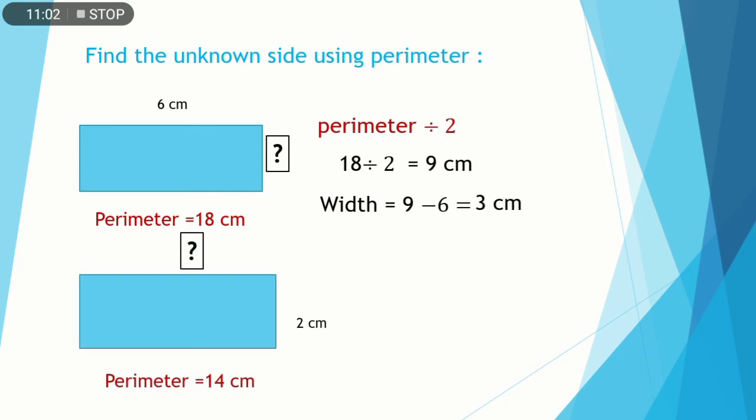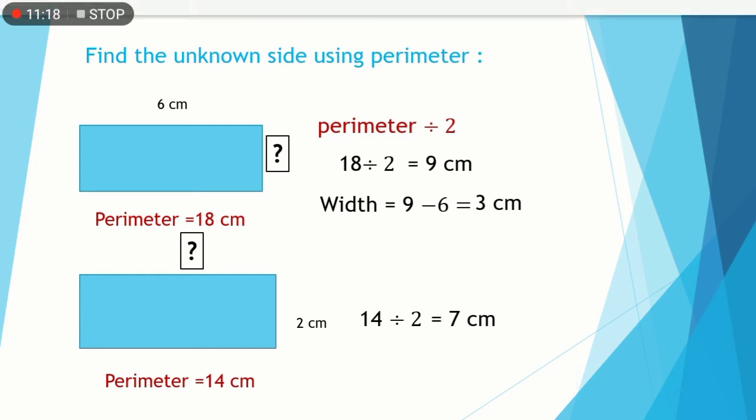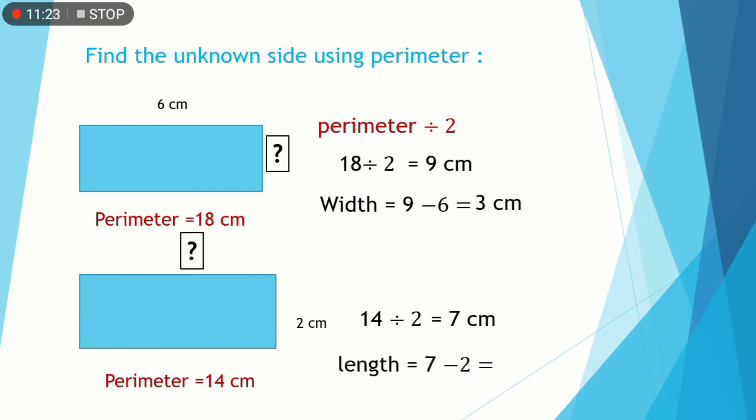Perimeter equal 14 centimeters. How can I get the length now? I will take the perimeter divided by 2 at first. 14 divided by 2 equal, yes, right, 7. And the second one, how can I get the length? It's 7 minus 2 equal, right, 5 centimeters.